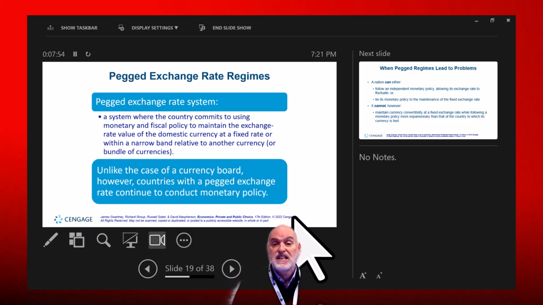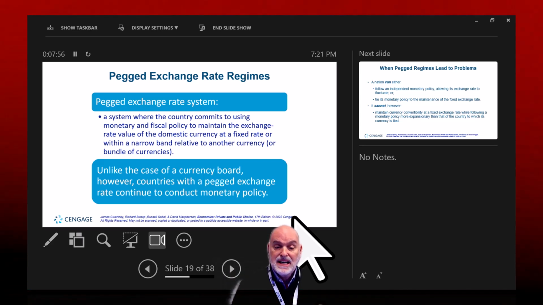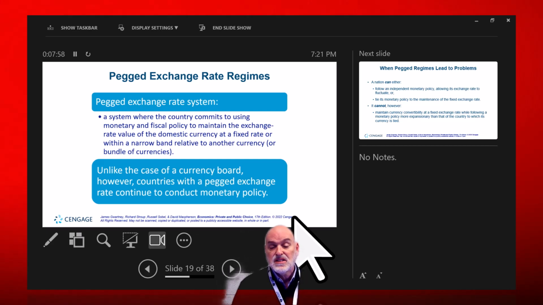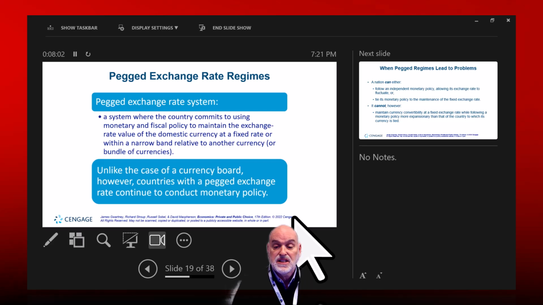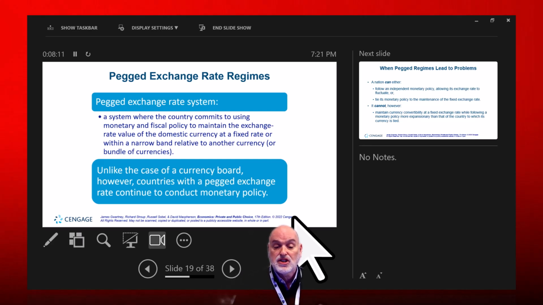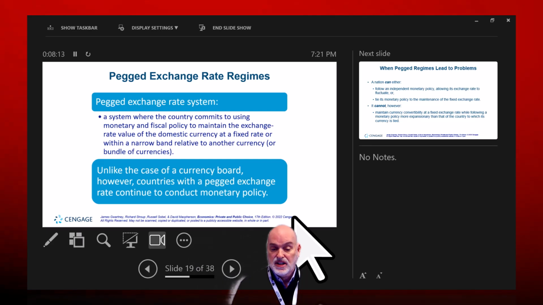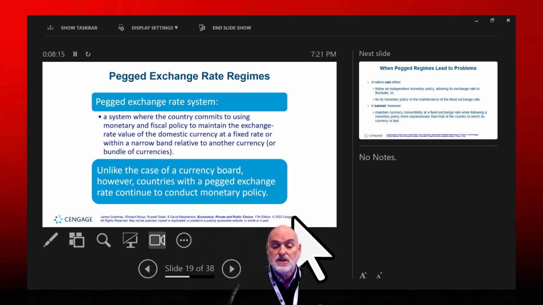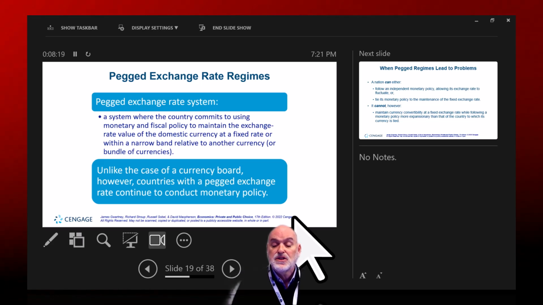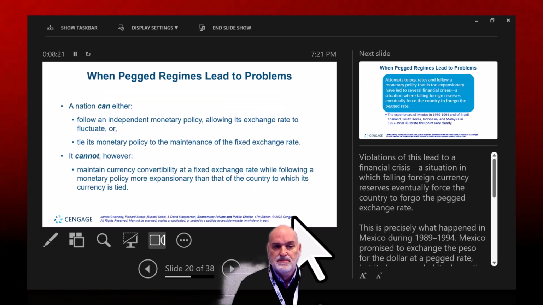Pegged exchange rate regimes. A pegged exchange rate system is a system where the country commits to using monetary and fiscal policy to maintain the exchange rate value of the domestic currency at a fixed rate or within a narrow band relative to another country or bundle of countries. Unlike the case of a currency board, however, countries with a pegged exchange rate continue to conduct monetary policy.